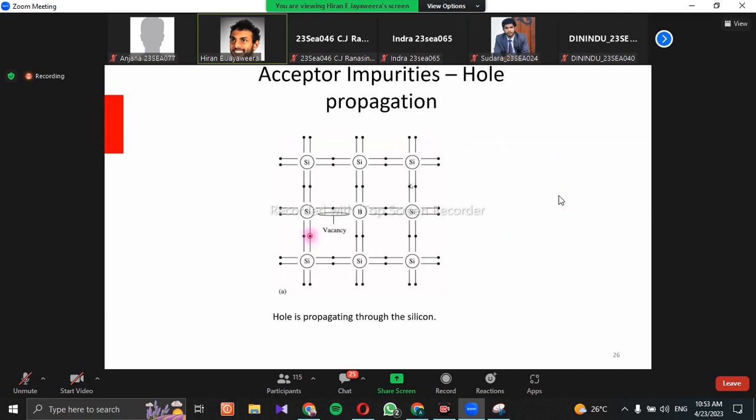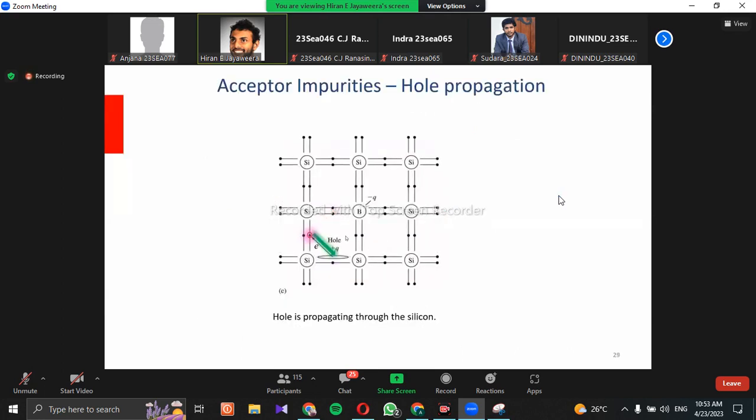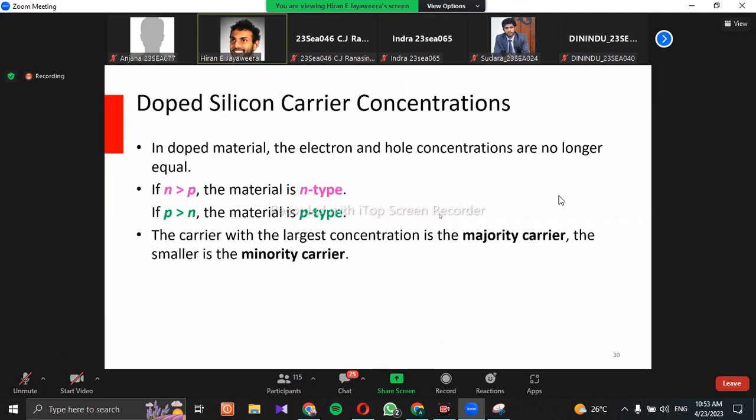Now, this is what I have shown previously. Here you can see boron, right? When you have boron, there is a vacancy. Vacancy means it's a free hole. Now the neighboring electrons are interested in jumping here, and they're simply moving the hole here and there, right? So you can move this one.